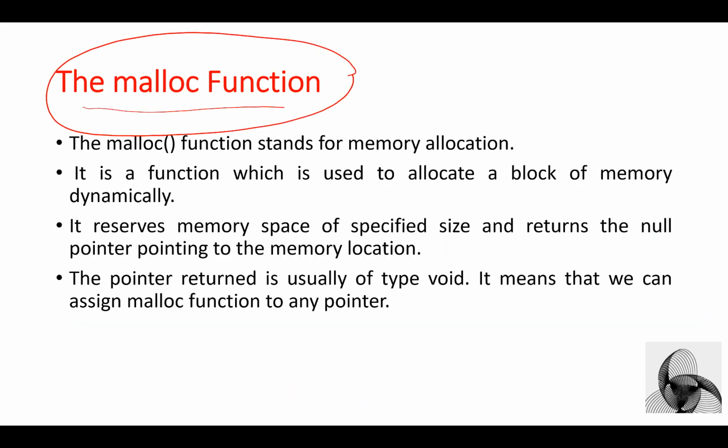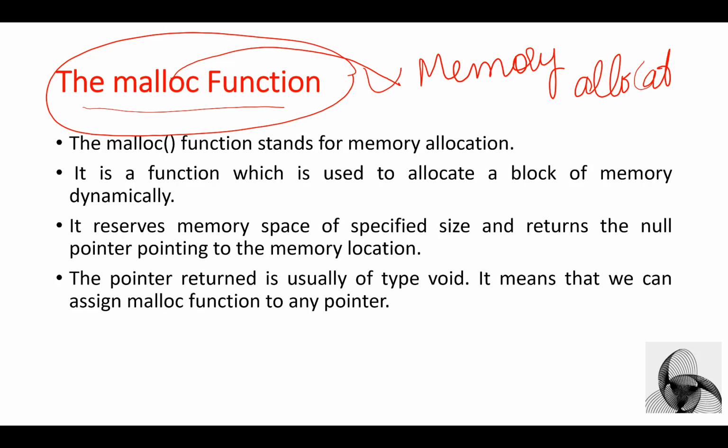First one is the malloc function. Malloc stands for memory allocation. The malloc function reserves a block of memory of the specified number of bytes, and it returns a pointer of type void which can be cast into pointers of any form. It reserves memory space of specified size and returns the pointer to the memory allocation.